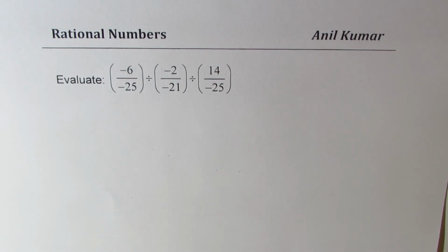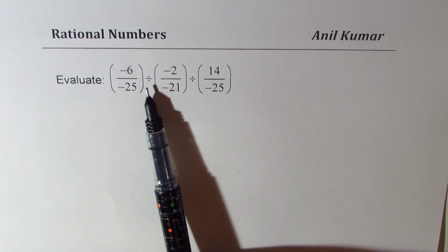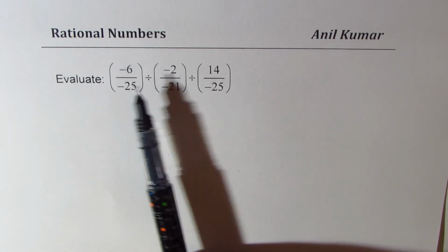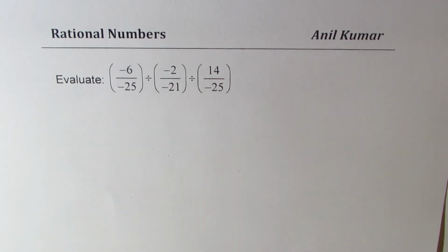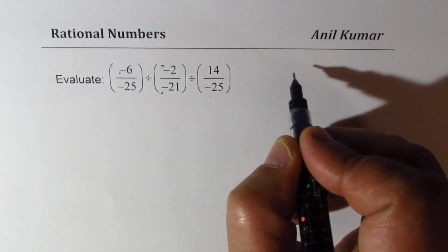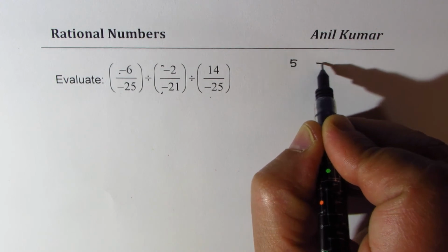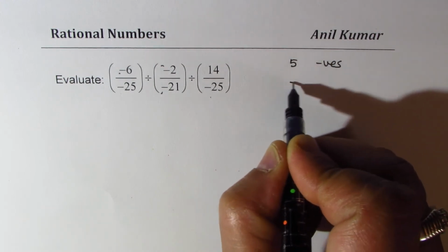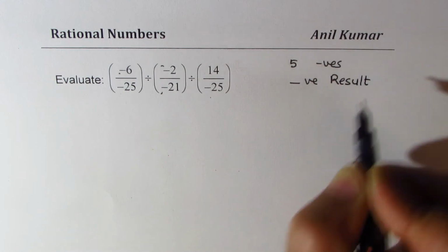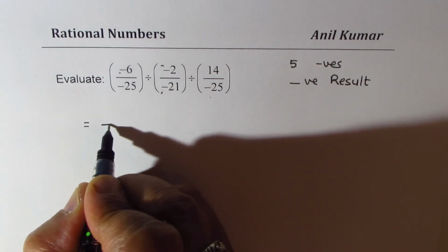Very similar, but we have 3 divisions. Now when we have divisions, we have to flip them. We have to go from left to right. Perfect. But first, let's count the negatives: 1, 2, 3, 4, 5. Now we have 5 negatives. That means negative result. So we could write this as negative.